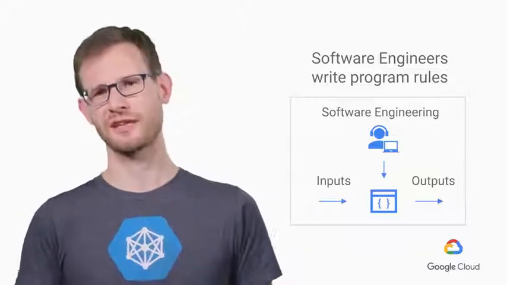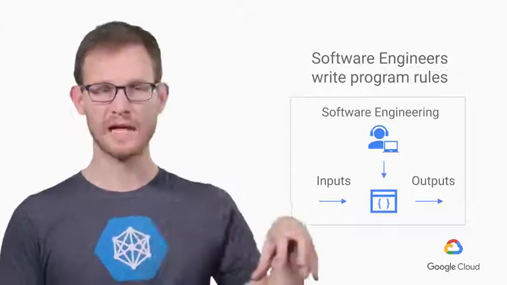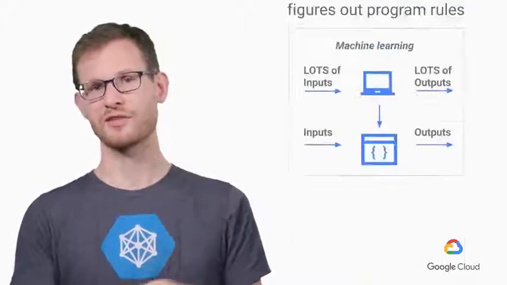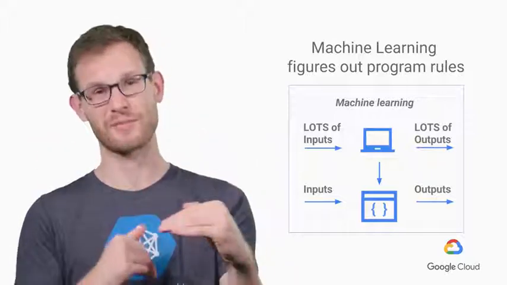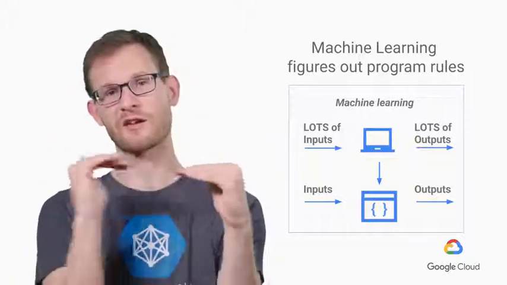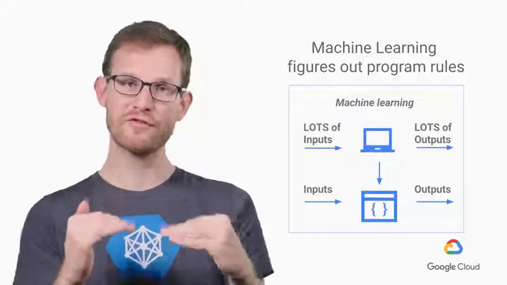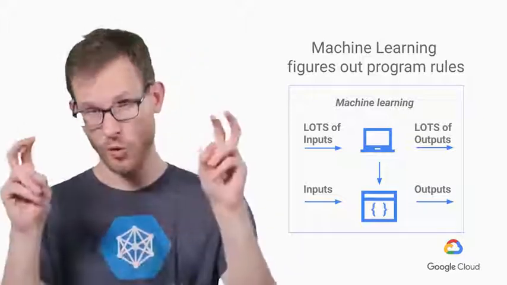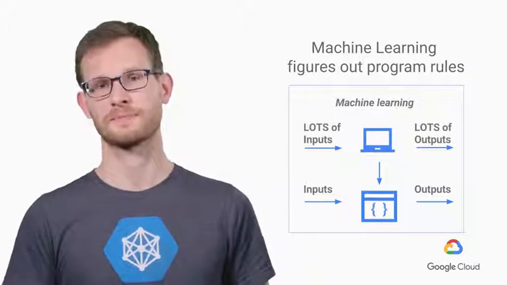What happens in machine learning? In machine learning, we're going to pull out the software engineer, and instead we're going to use another computer that is only going to see many examples, many inputs paired with the desired output. And from these, that computer will figure out what the best, quote-unquote, program is to write.